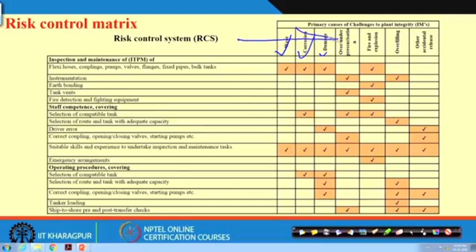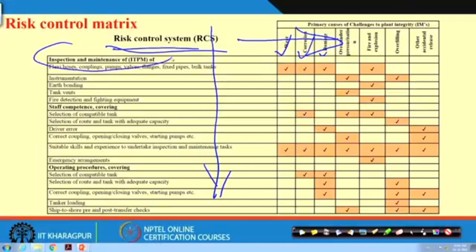For all these initiating mechanisms, we are going to put the risk control systems. I told you, we have 9 common risk control systems. After a lot of research, people have come up with them. First, you put these 9 risk control systems in place. Over and above, you can add some more. Suppose we have put inspection and maintenance, which is called ITPM, very important. This is one of the risk control systems. What are the things which we will do here?